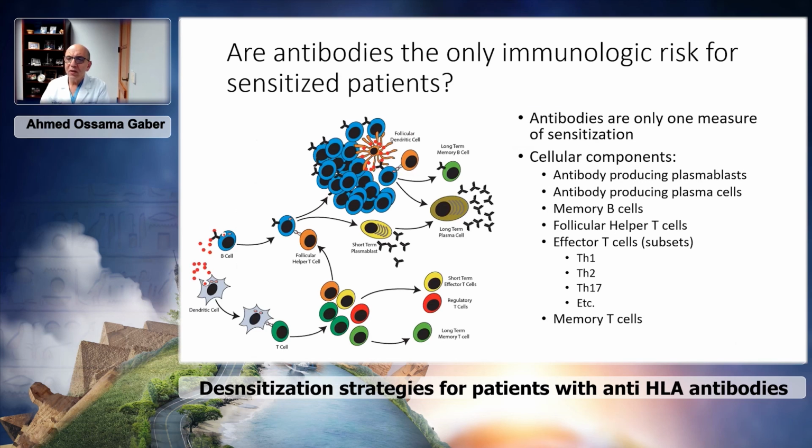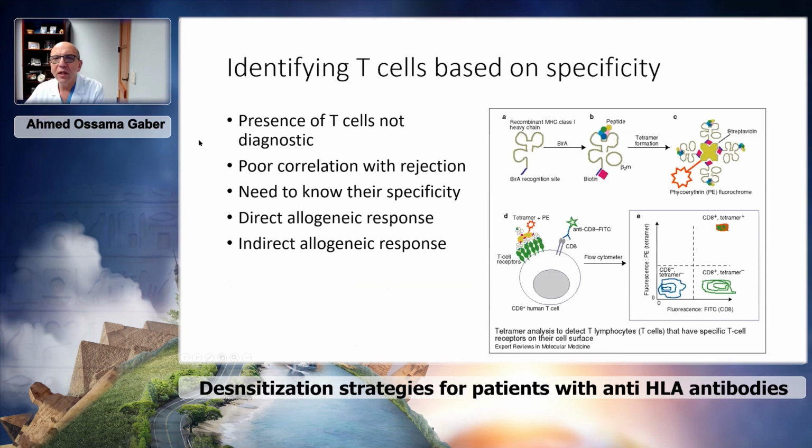We know that there is also cellular sensitization. So all the cells, you can see them here: the plasmablasts, the plasma cells, memory B cells, the follicular helper T cells, the effector T cells, all of them are sensitized and they stay sensitized. But most importantly, the T cells also develop HLA sensitization.